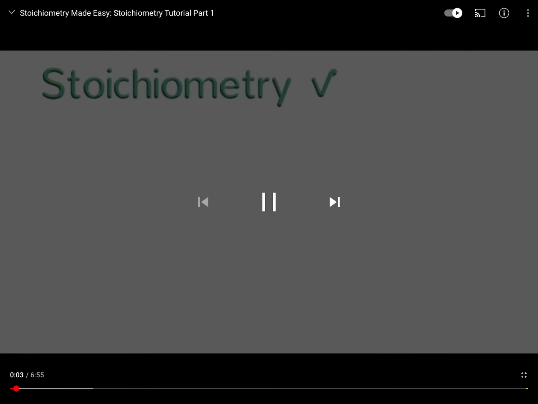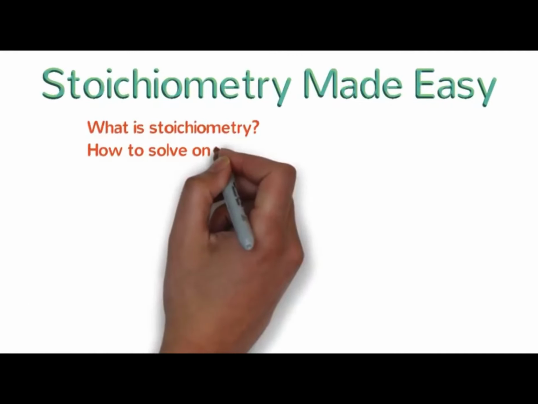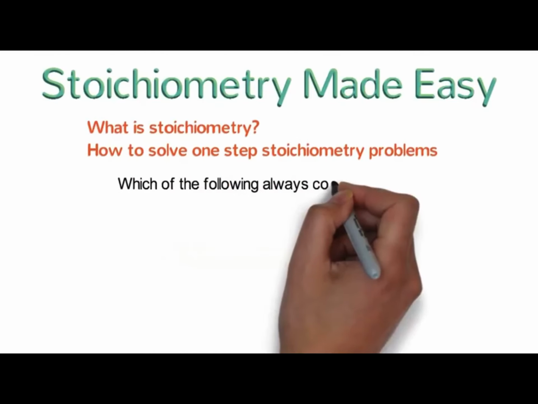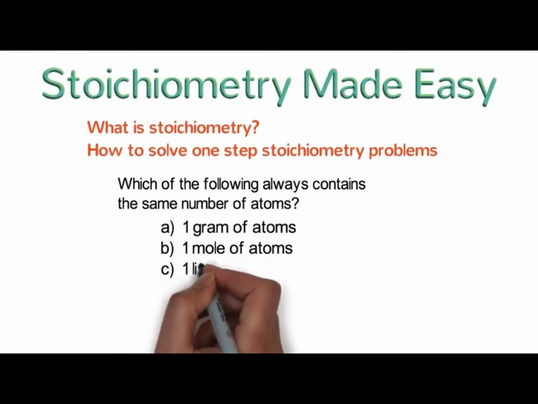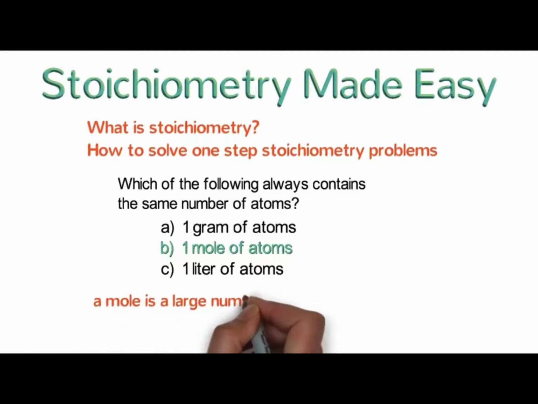Welcome to Stoichiometry Made Easy with Ket's book. In this video, we're going to learn what is stoichiometry and how to solve one-step stoichiometry problems. But before we begin, let's start with a question. Which of the following always contains the same number of atoms? 1 gram of atoms, 1 mole of atoms, or 1 liter of atoms? The correct answer is B, 1 mole of atoms, which is equal to 600 billion trillion atoms. Remember that just like a dozen is 12 things, a mole is simply a very large number of things.